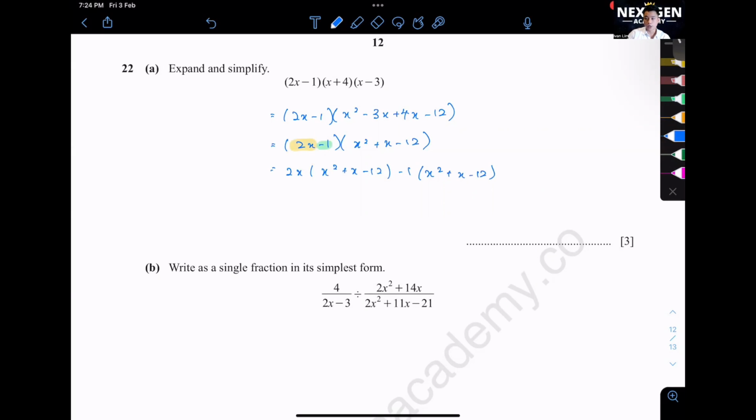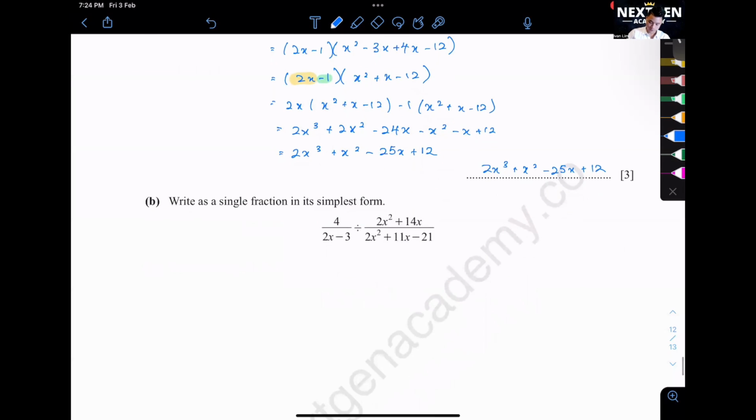If you feel very confused when you do the cross multiply, just write this extra line. It won't cost you a lot of time. Then only you multiply it. So you get 2x cubed plus 2x squared minus 24x minus x squared minus x plus 12. Then you get 2x cubed plus x squared minus 25x plus 12.